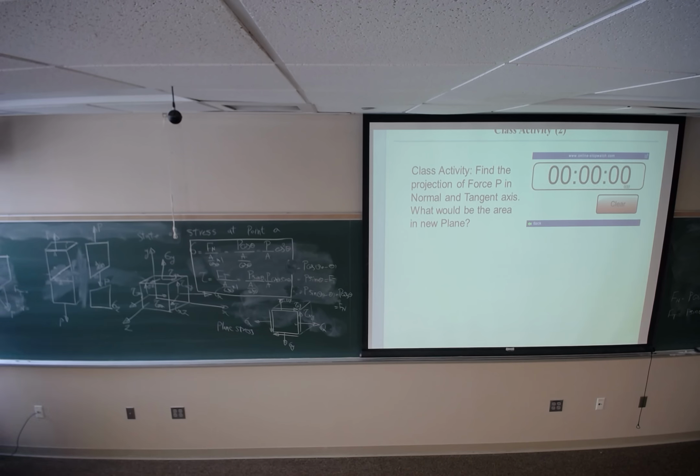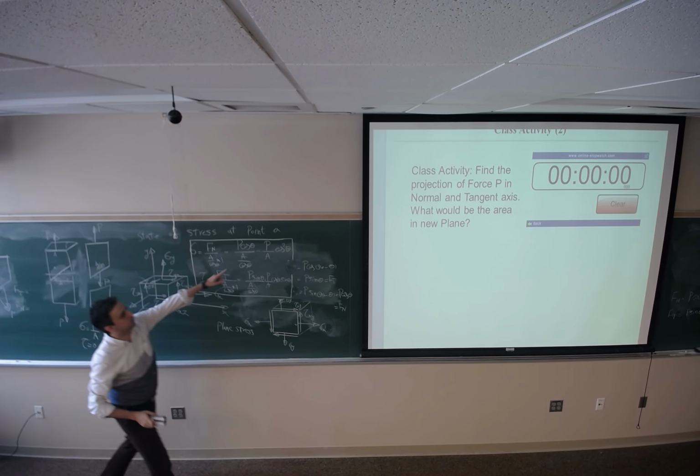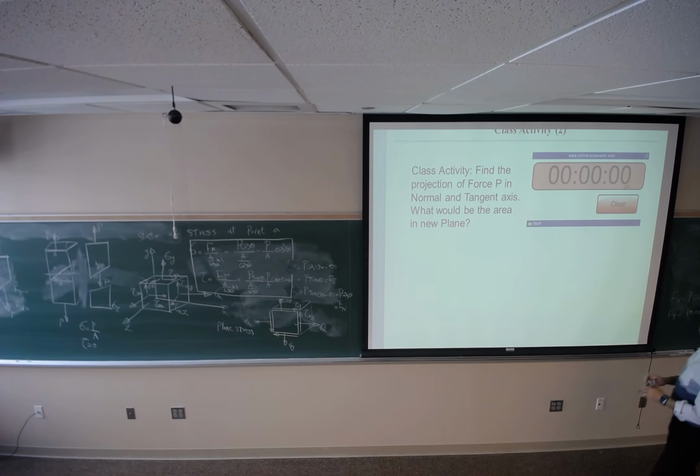You remember for the plane passing through point A in this direction, we only had the normal stress, which was P over A, and the shear stress was 0. Now it has changed to P over A cosine square of theta for the normal, and the shear stress is going to be P over A sine times cosine, not a square.